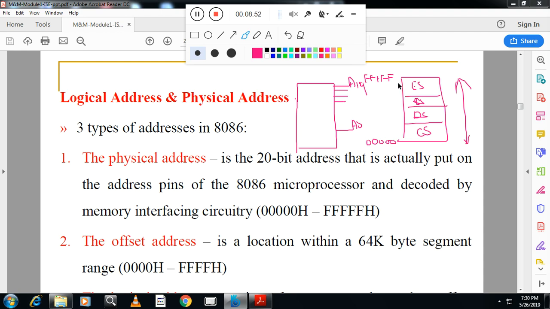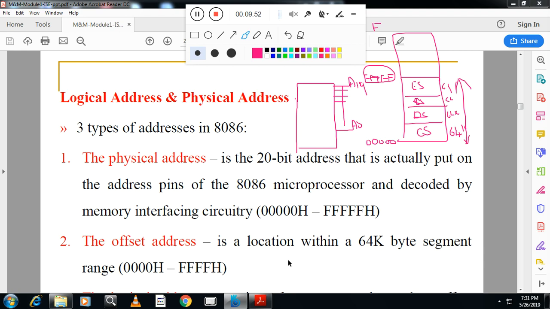Please remember here, since each segment takes 64K, this is 64K, this is 64K, this is 64K, and this is 64K, and this is 64K. Totally we have used here 256K. FFFF means I am writing here the last location, 1 MB. Here it is 256K. I can still extend this to write the last location. What is the last location? F. That is the last location. This is not the last location. This is just the 256K location. Clear? So the 20-bit address put on the microprocessor pins to address this is called the physical address.